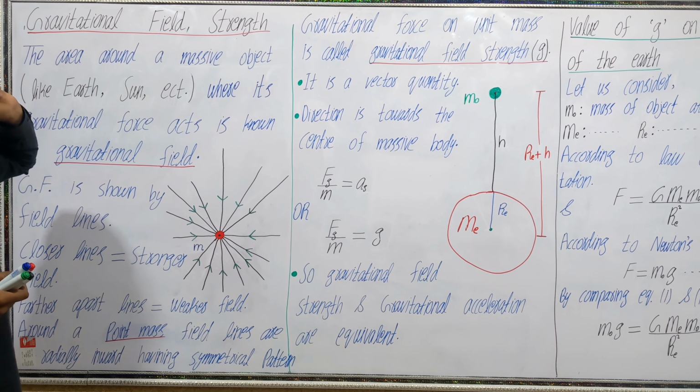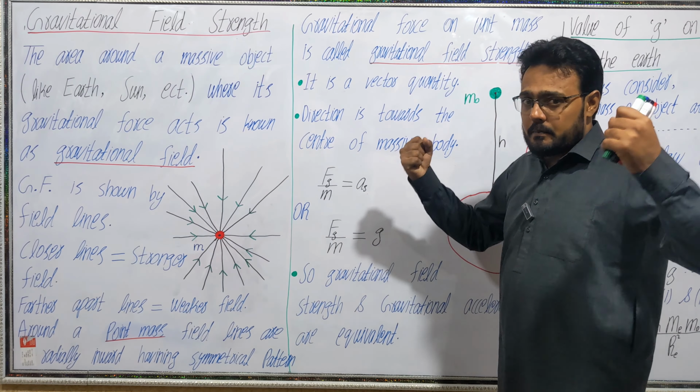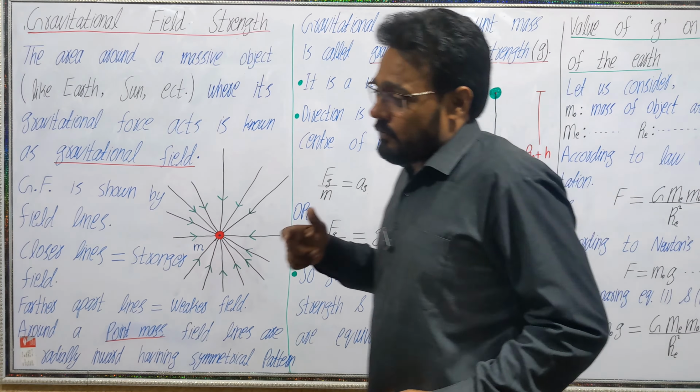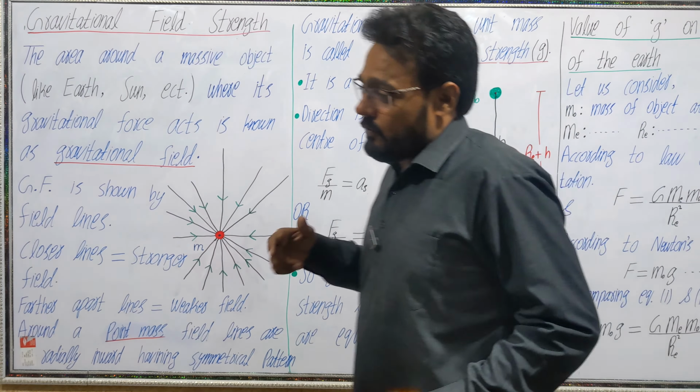Now what is gravitational field strength? Now we will discuss gravitational field strength. Strength means power, force. Force of earth on unit mass. Earth pulls everything towards itself. The earth attracts this duster downward towards itself. So the force of earth on unit mass of this duster is known as gravitational field strength.